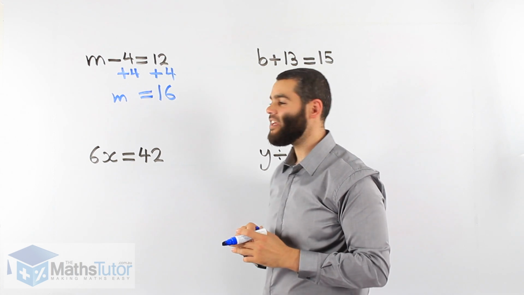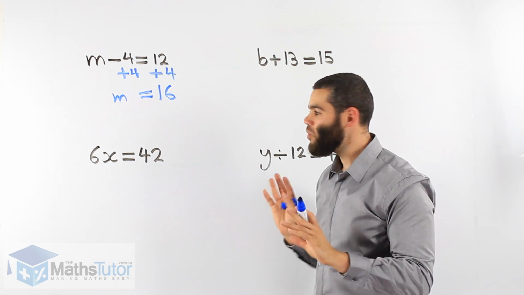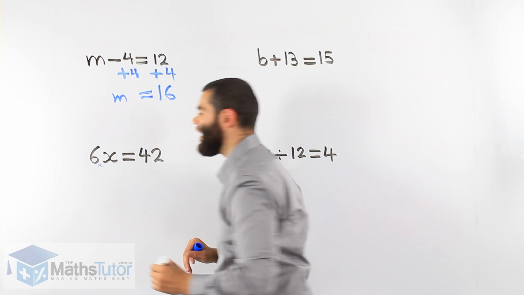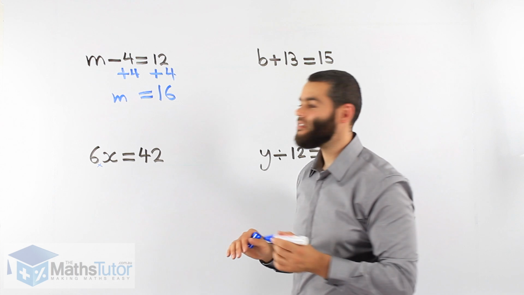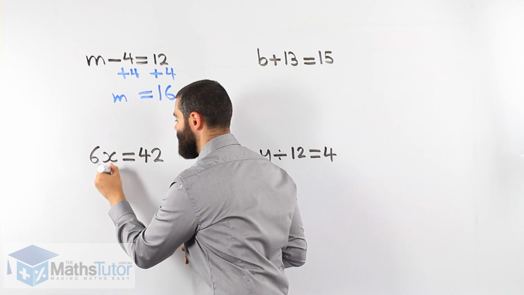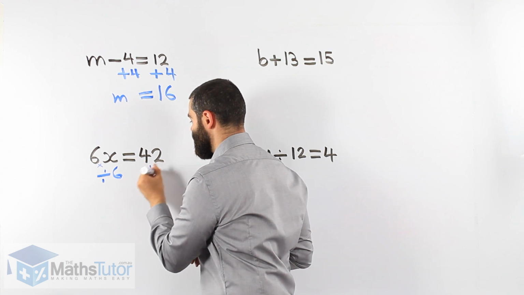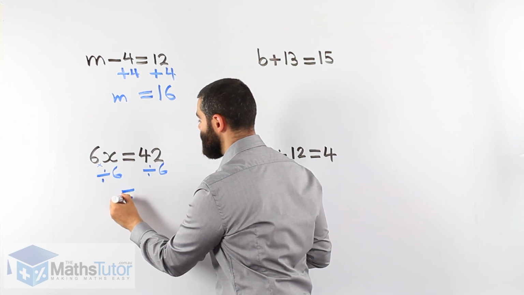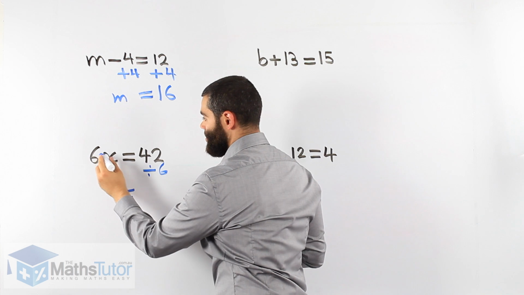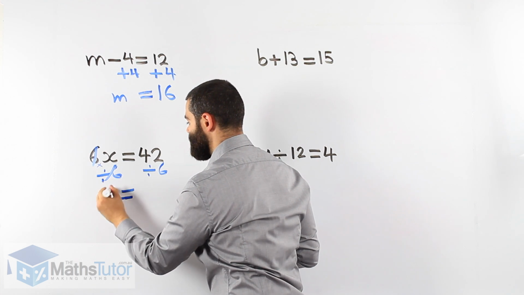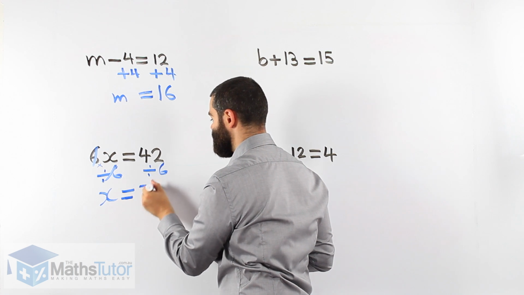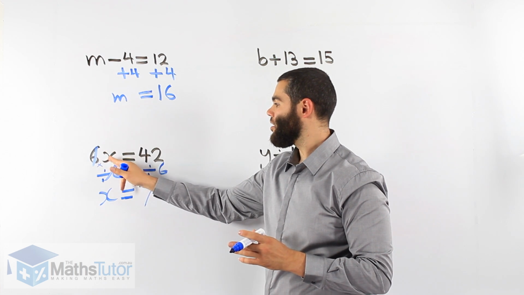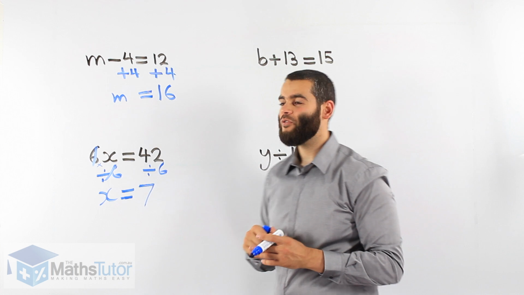We have here 6x equals 42. Hang on. What does 6x mean? Remember, in algebra, 6x means 6 times x. And we said the opposite of times is divide. So divide by 6 on one side of the equal sign. You do the same thing on the other side of the equal sign. And always have the equal signs under each other, very important. Then this cancels out, we're left with x. 42 divided by 6, our answer is 7. 6 times 7 is 42.